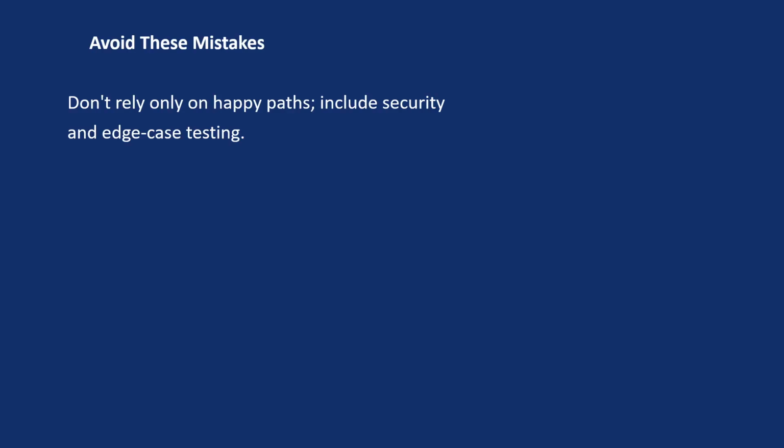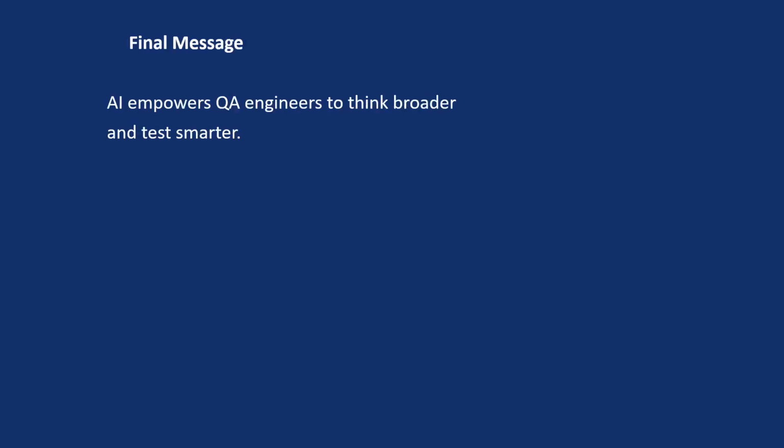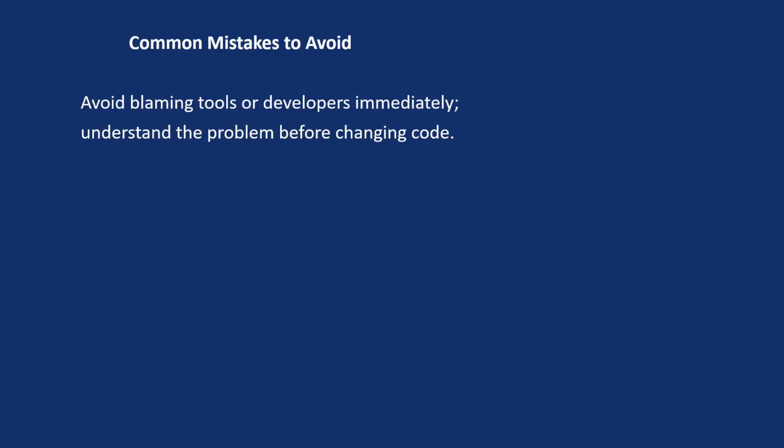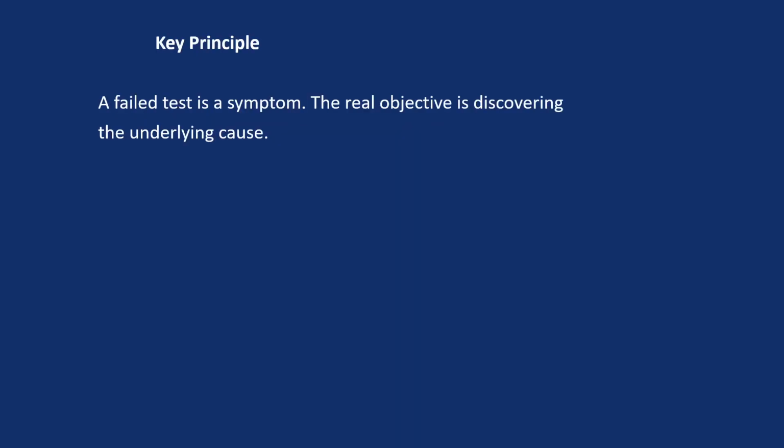So here is the truth. Humans test what is expected, AI tests what is possible, hackers test what is broken, and modern QA engineers must do all three. AI doesn't replace testers, but it makes testers faster, smarter, and more powerful. And that is why AI finds API bugs faster than humans, because it never stops at normal thinking.